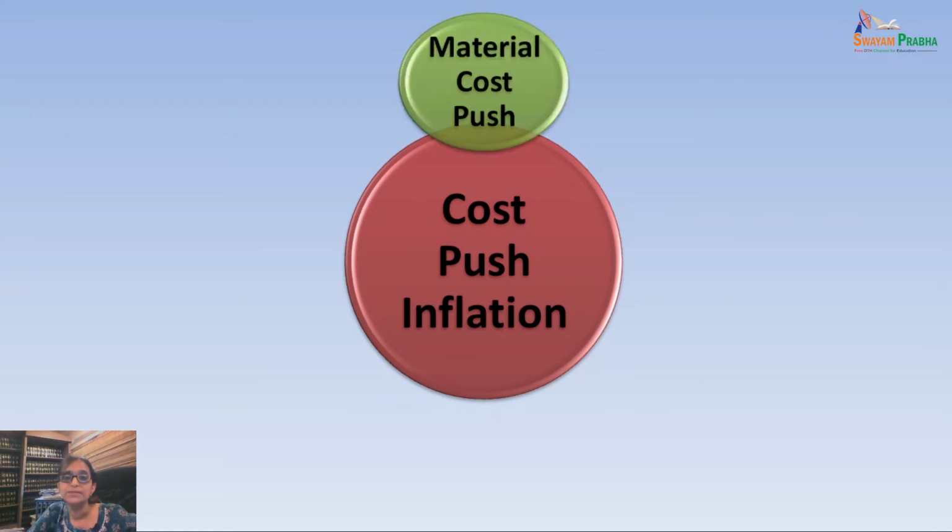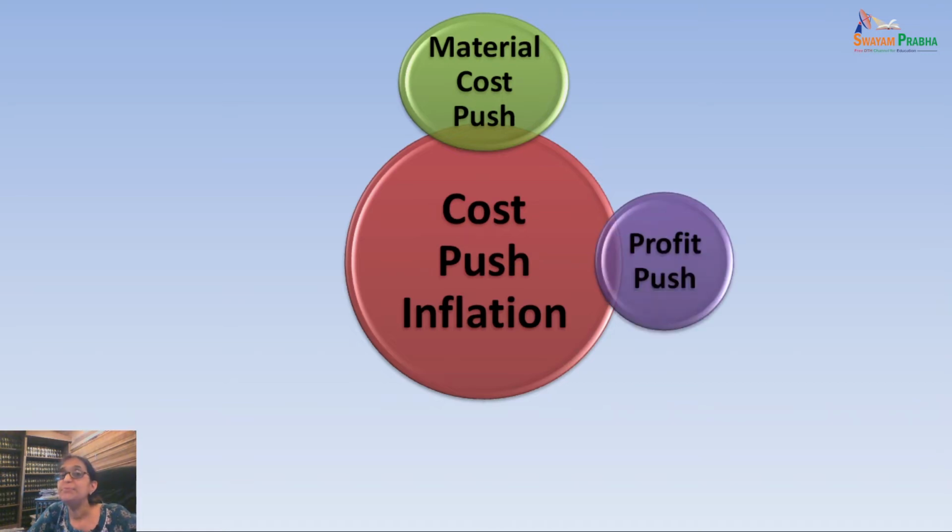What are those factors? Your cost push inflation can be due to a material cost change, which is called material cost push inflation. Let us say the input prices increase. When there is an increase in input prices, it will automatically push up the cost of production. Therefore, the aggregate supply curve will shift inwards or shift leftwards, and this will push up the prices.